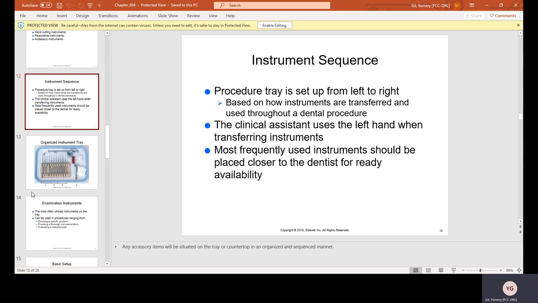And you will learn these as you start doing the procedures, because the dentists already have a set way that they do things, so they're going to use those instruments all the time for the same procedure. The clinical assistant uses the left hand when transferring instruments. Most frequently used instruments should be placed closer to the dentist for ready availability.